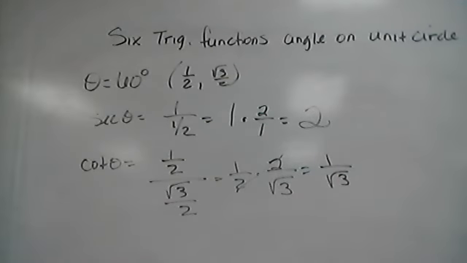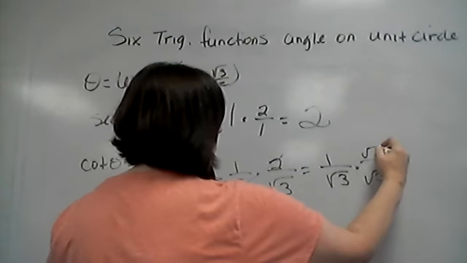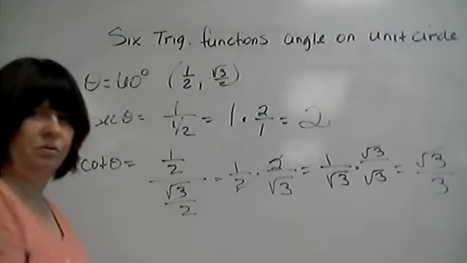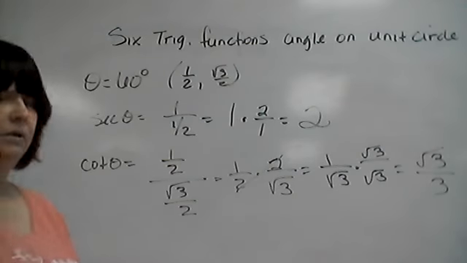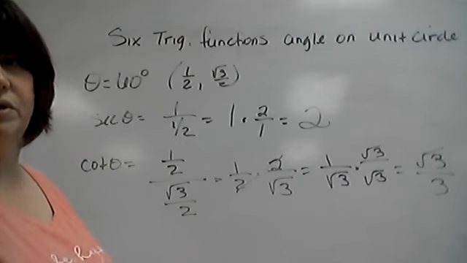And again, we never leave a radical in the denominator. So we're going to multiply by root 3 over root 3. So cotangent is root 3 over 3. So that is just a quick review of the trig functions from a unit circle angle.